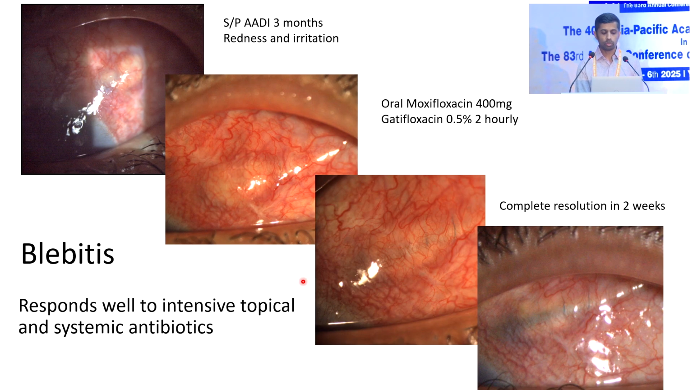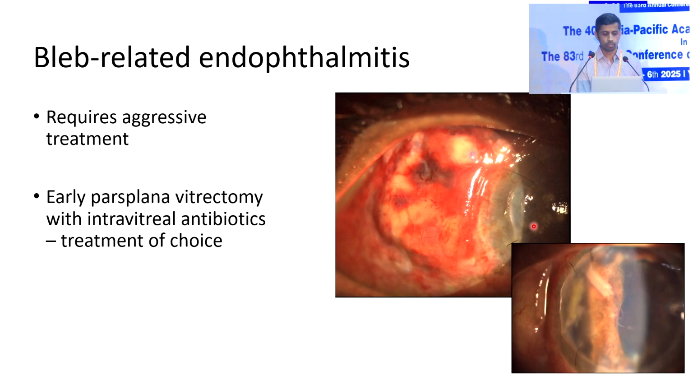Blebitis responds well to intensive topical and systemic antibiotics. This was one of our patients who, after implantation, developed localized infection of the tube site area. This patient was managed very well with oral antibiotics and high-strength gatifloxacin, and there was complete resolution in 2 weeks. Bleb-related endophthalmitis requires aggressive treatment. Early pars plana vitrectomy is recommended.